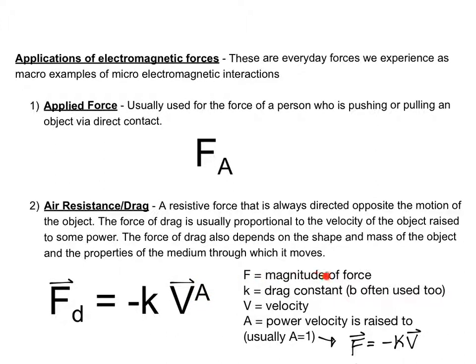So F is the magnitude of the force. K would be the drag constant. You oftentimes see B used as well for that. I don't like to use B because it gets confused with a 6. V would be the velocity, and A is the power the velocity is raised to. For our purposes, mathematically, A is usually going to equal 1 because that's simpler to work with, although we will look at a couple examples where A is not 1.